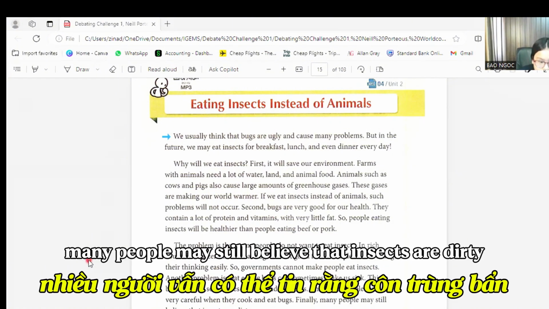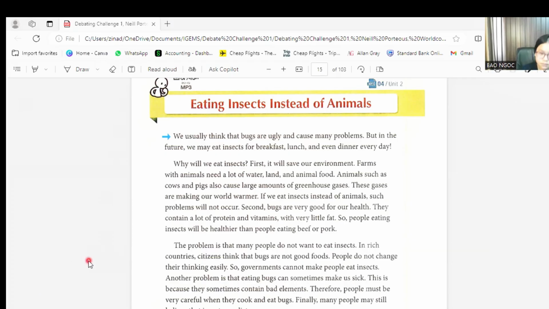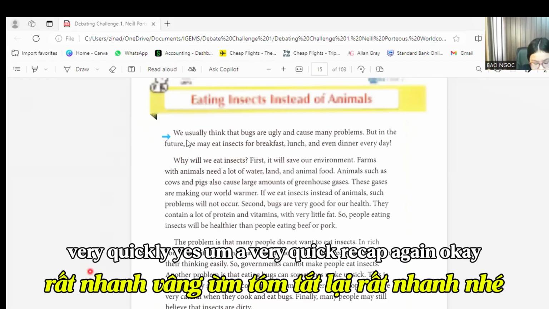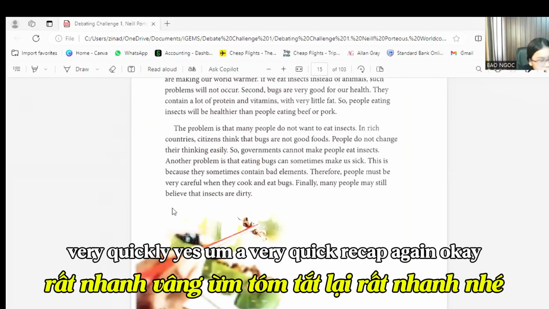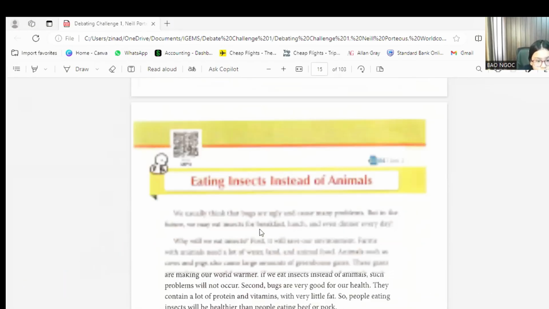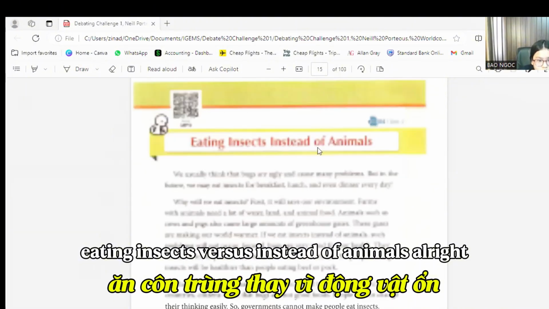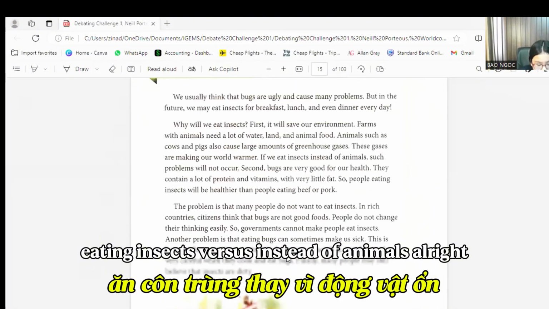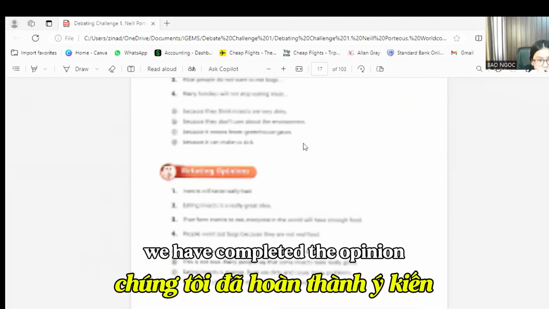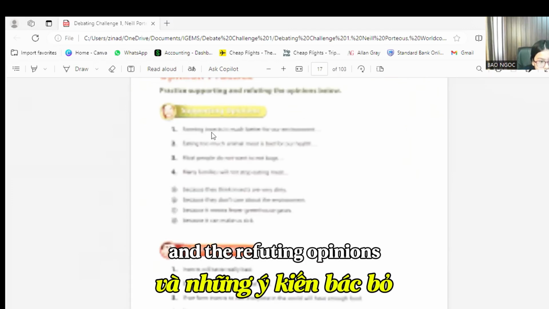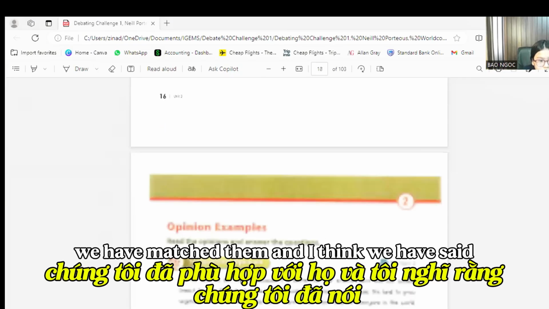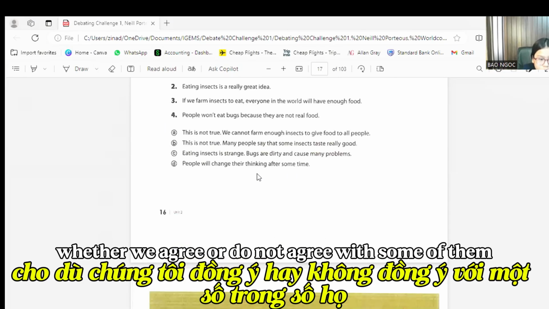Finally, many people may still believe that insects are dirty. Okay, good. That was a good recap. A very quick recap, but good. So that is what we have been discussing: eating insects instead of animals. All right. Now we have completed the supporting opinions and refuting opinions. We have matched them, and I think we had said whether we agree or do not agree with some of them.